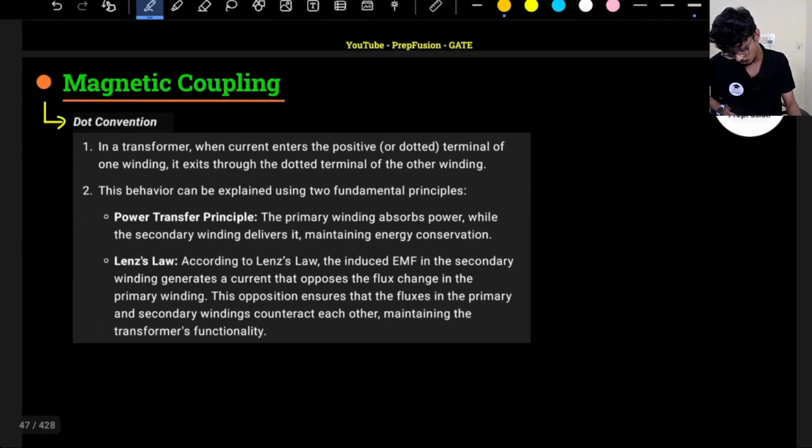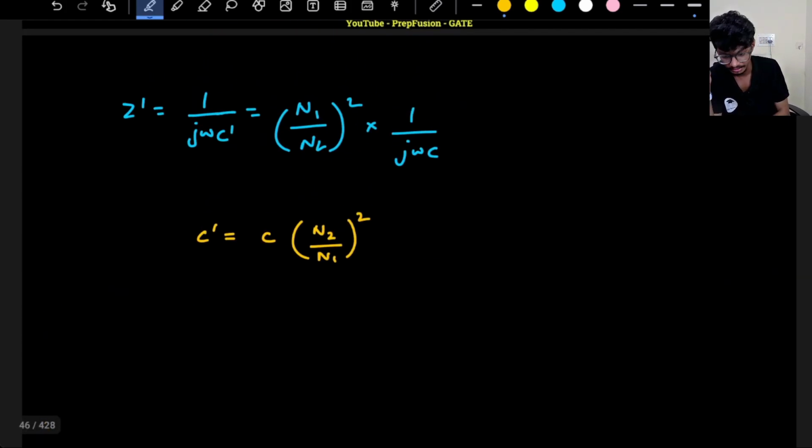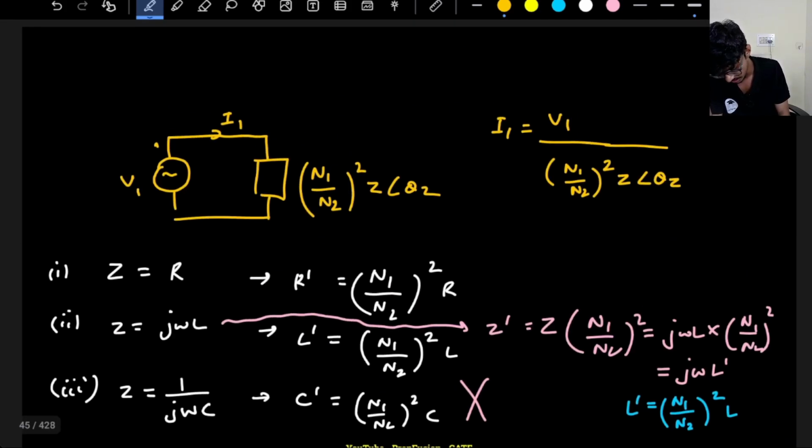So now why is dot convention important? This dot convention is also important if I want to refer any voltage source and current source as well, that we will discuss. So I just wanted to quickly tell this, that impedance you have already remembered.